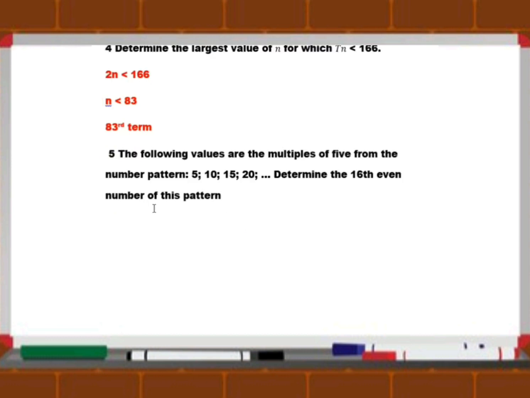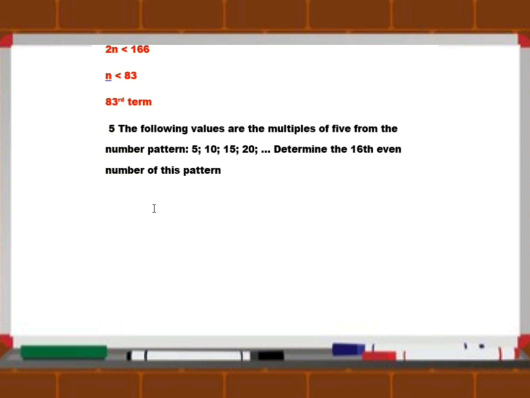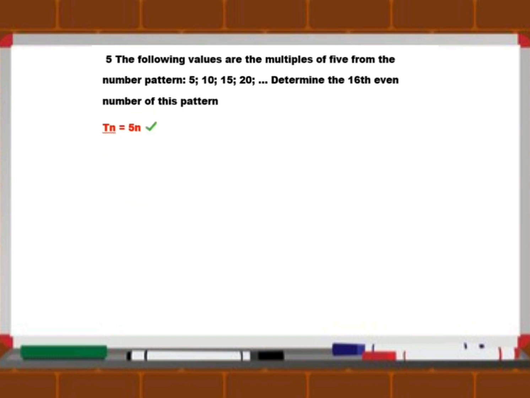Now, the final question. It says the following values are multiples of 5. So if it is multiples of 5, then we know that Tn is equal to 5n, right? So now it says determine the 16th even number of this pattern. We encountered a similar question in the previous video, right? So we are going to approach it in the same way.